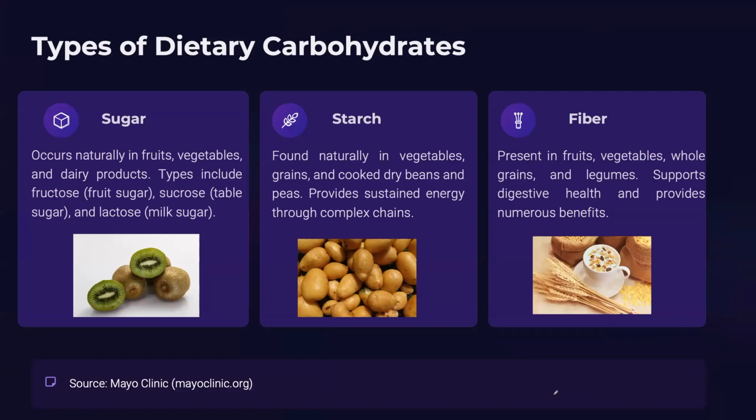We can also look into some of the types of dietary carbohydrates. Sugars, which are naturally present in fruits, vegetables, dairy products. Examples include fructose, which is known as fruit sugar, sucrose, as table sugar, and lactose, which is present in milk. Starch is found in many vegetables, grains, legumes, and provides sustained energy through complex glucose chains. And fibers, which are present again in fruits, vegetables, whole grains, and legumes, support digestive health and provide numerous health benefits.